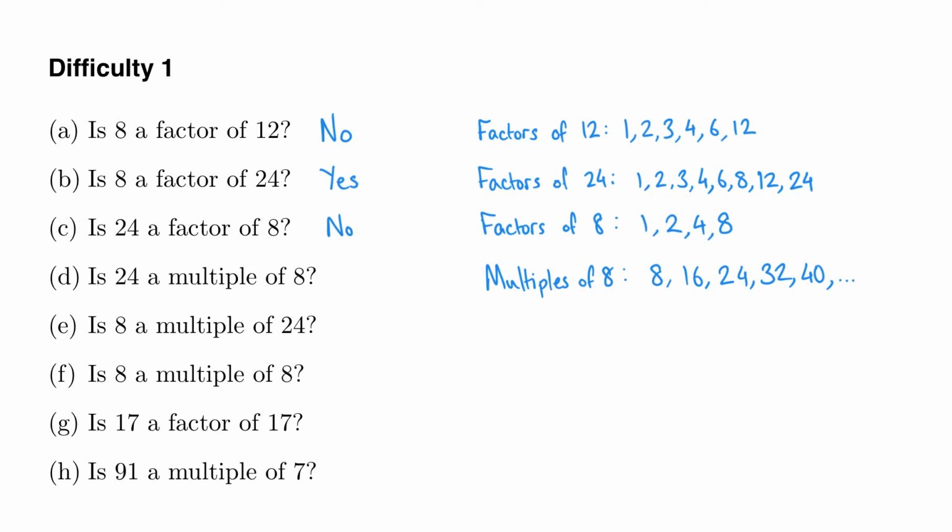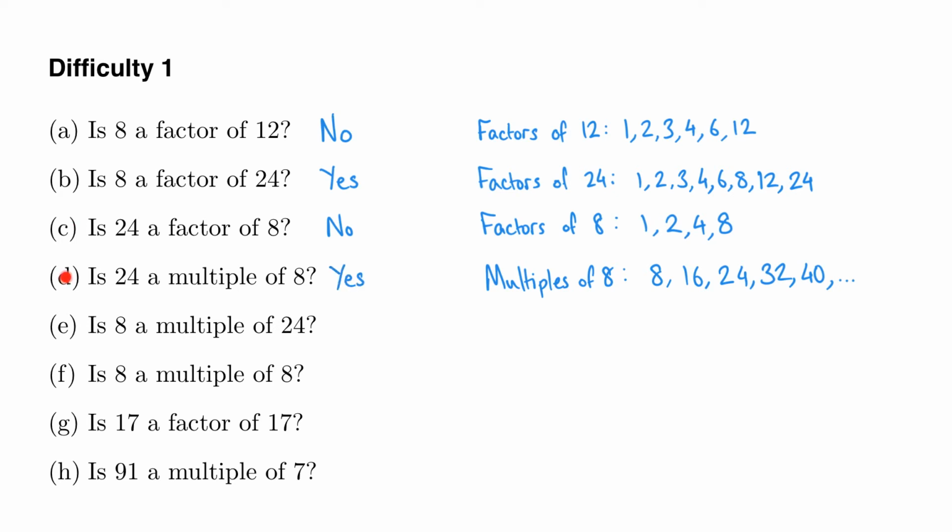So that's an important difference. We could list out all of the factors of a number, like we did in the first 3 examples, but we can never list out all of the multiples of a number because any number's times table just goes on forever. Anyway, is 24 a multiple of 8? Yes, it's in the 8 times table. 3 lots of 8 gives us 24. So 24 is a multiple of 8.